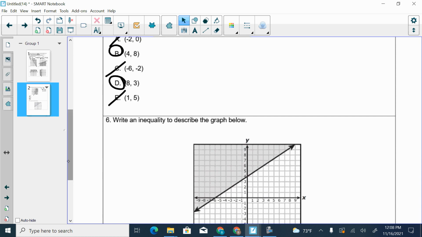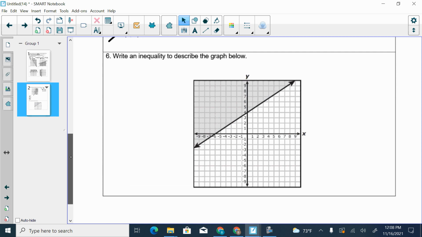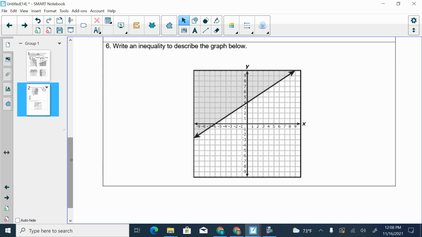All right. Last one. So this one's kind of backwards. They gave us the picture. They want us to come up with the equation. Okay. So, it's going to start out with y, right? Okay, where was this thing shaded? Above or below? Above. So I want y is greater than or equal to, right? Because it's a solid line.